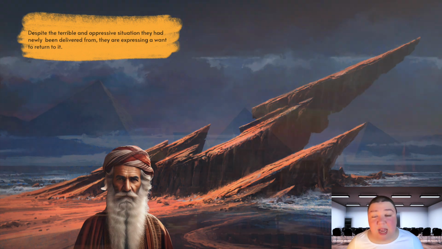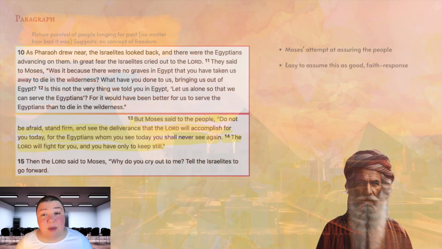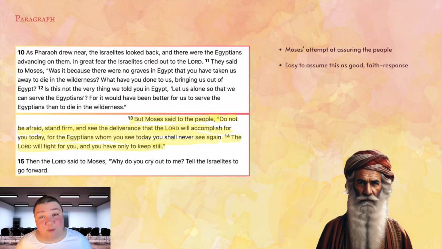Quite a stirring reality. We start to gain a picture of a people who long for their past, no matter how bad that past was. A people who perhaps have no concept of freedom, who cannot imagine or even want something better, and who think they are facing inescapable death. And now we begin to better understand the back and forth that is leading up to verse 14.